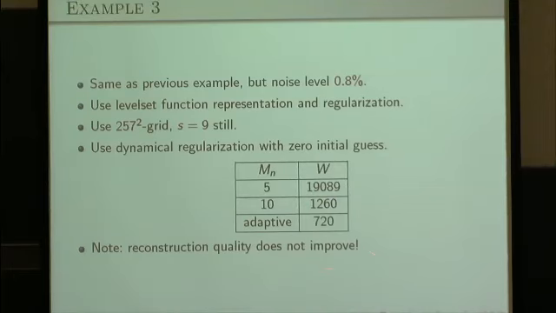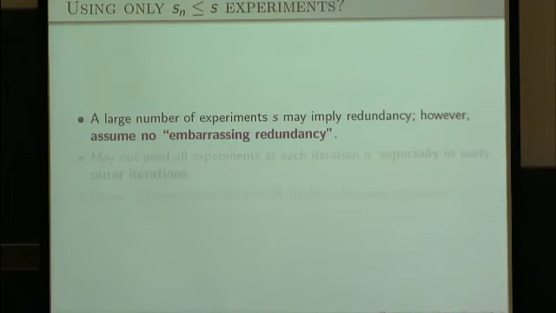It turns out that the reconstruction quality does not improve even though the noise level goes down. And the reason is that 9 experiments is just not enough. We have to take a larger number of experiments. When we have to take a larger number of experiments, the question of cost of the whole thing comes once again to the fore. And so we wonder about using fewer than S experiments. Can we use fewer than S experiments? Okay.